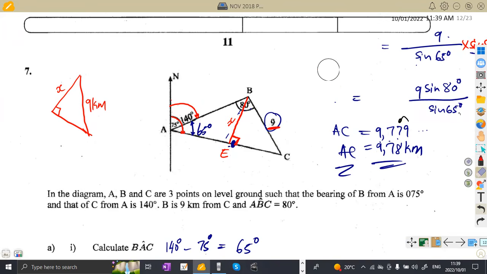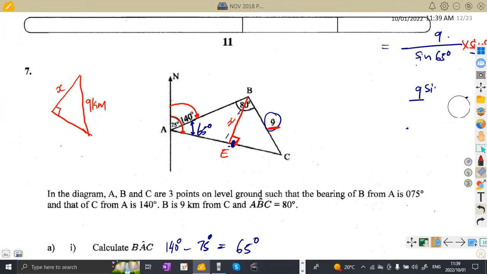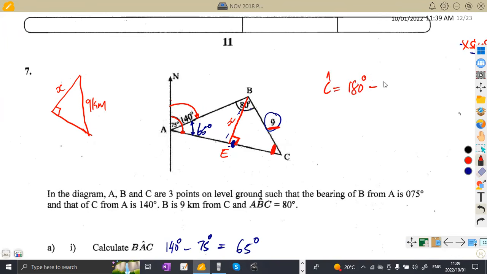So we are going to play with that part to say angles in a triangle add up to 180 degrees. Therefore the angle at C, this one that we see here, is going to be 180 degrees minus the two angles, which is 80 plus 65 degrees. So what are we going to have at the end? We are going to have 35 degrees. And so this angle is 35 degrees here.